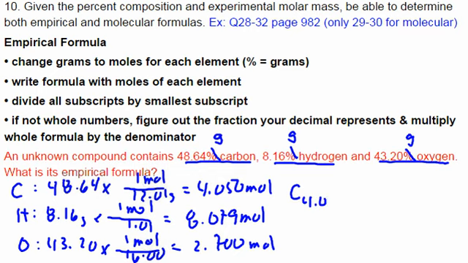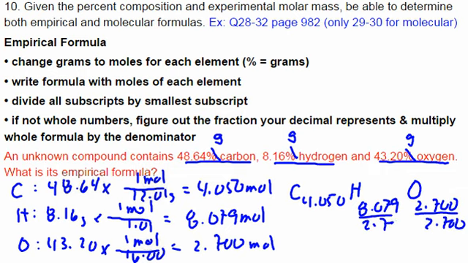So now I write my formula with my very strange subscripts. C 4.050, H 8.079, and O 2.700, and I divide by the smallest amount and see if that gives me whole number ratios or not.